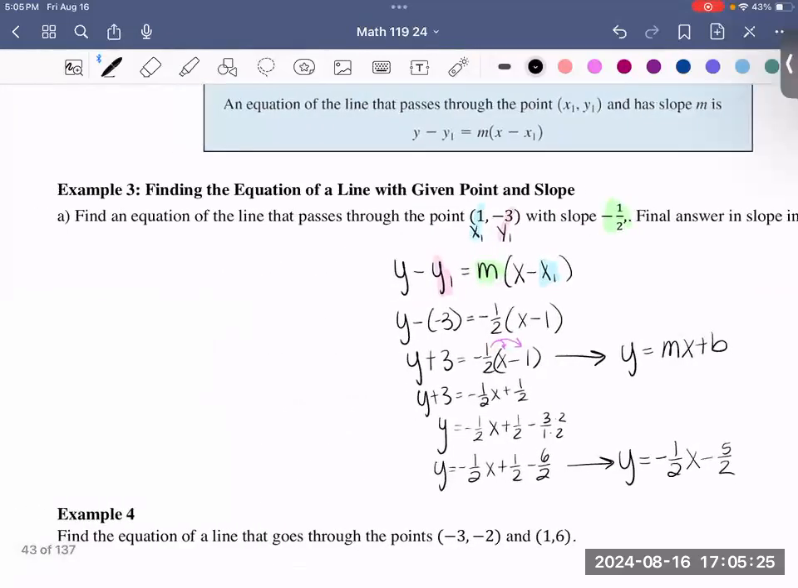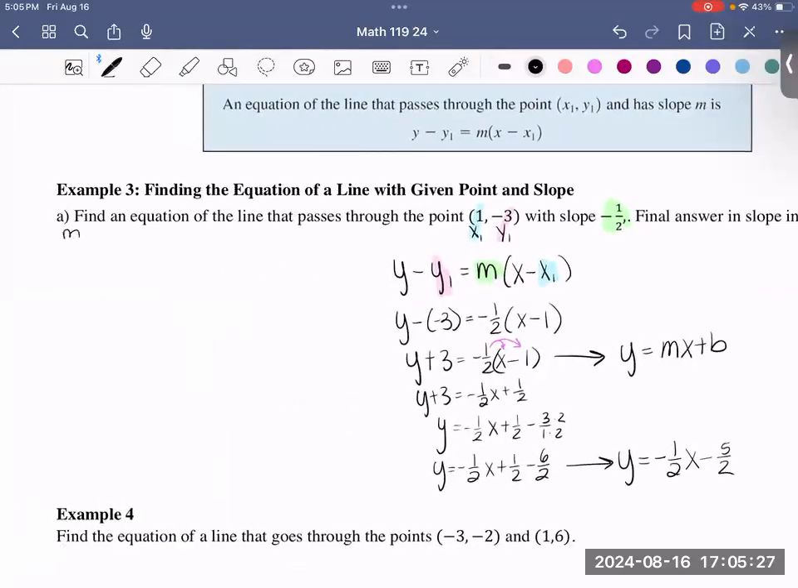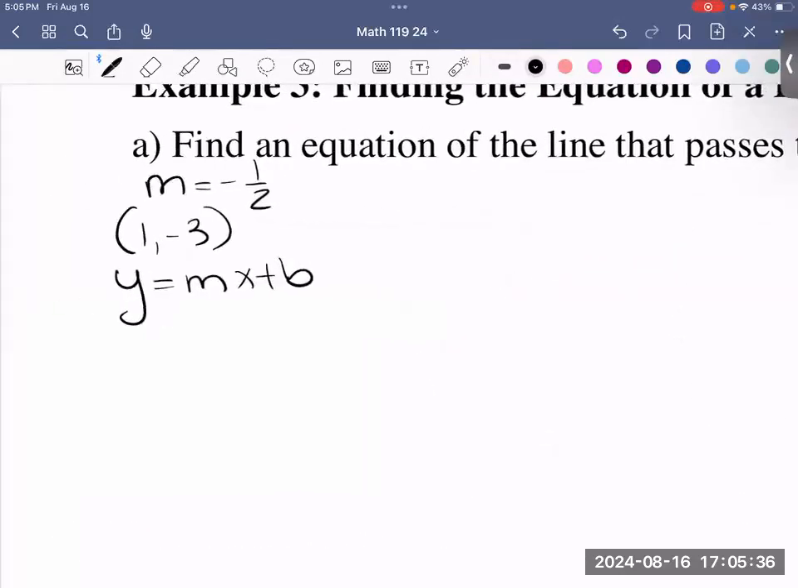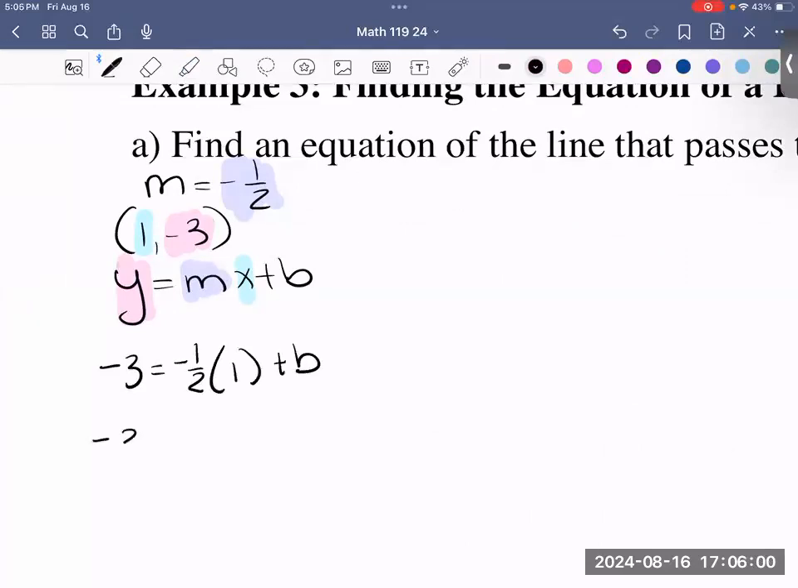Now we can again shortcut that if you liked what we did from the last time. You have your slope, you have your point, you have your y equals mx plus b setup. So we just substitute what we are given. So you have y, oops, that's your x value. So you have y, you have your x, you have your slope, and we get to work that in. So you have -3 is equal to -1/2 times 1 plus b. -3 is equal to -1/2 plus b.